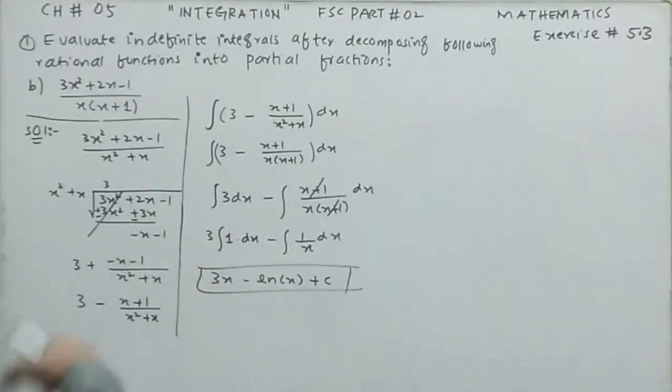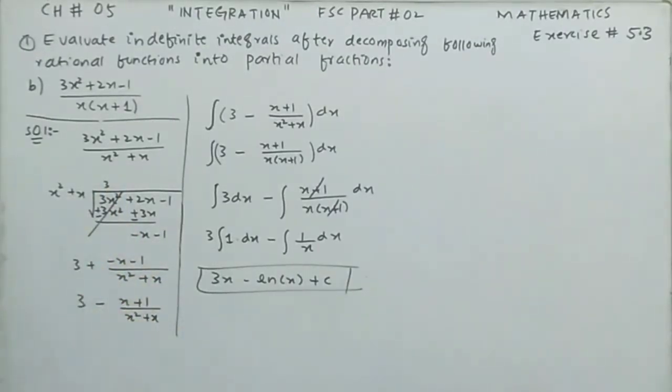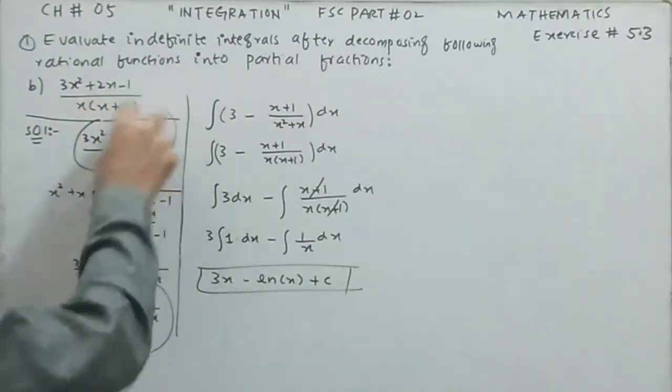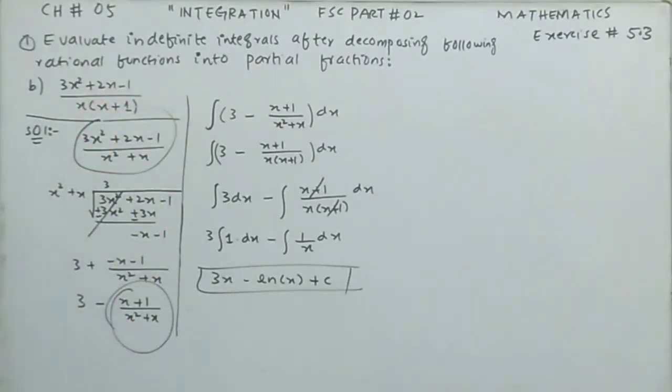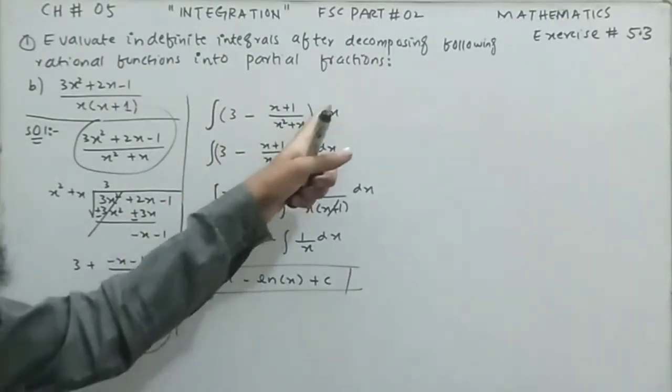So the writing method is actually the quotient plus remainder divided by divisor. So now after this, take out negative common, so negative multiplied by plus gives us negative, and it becomes (x plus 1) divided by (x squared plus x). So now we can integrate this function because this is actually a proper fraction. We converted this improper fraction into a proper fraction. So it becomes the integral of 3 minus (x plus 1) divided by (x squared plus x) into dx.